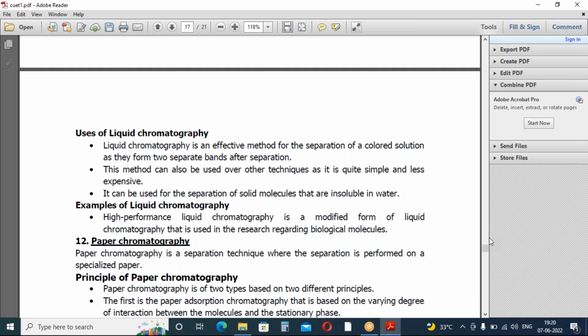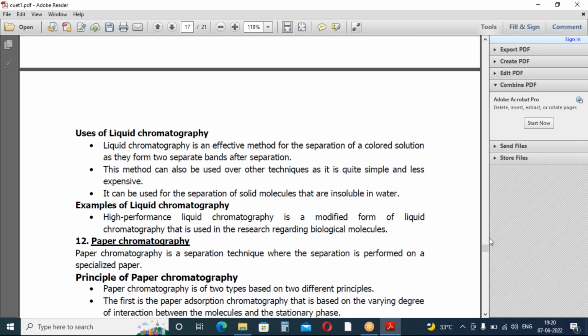It can also be used for the separation of solid molecules that are insoluble in water, because here we are using a liquid mobile phase. The components present in the mixture which are insoluble in water can also be detected by using liquid chromatography. Okay, and high performance liquid chromatography is a modified form of liquid chromatography, and it is mainly used for the detection of different biological molecules.